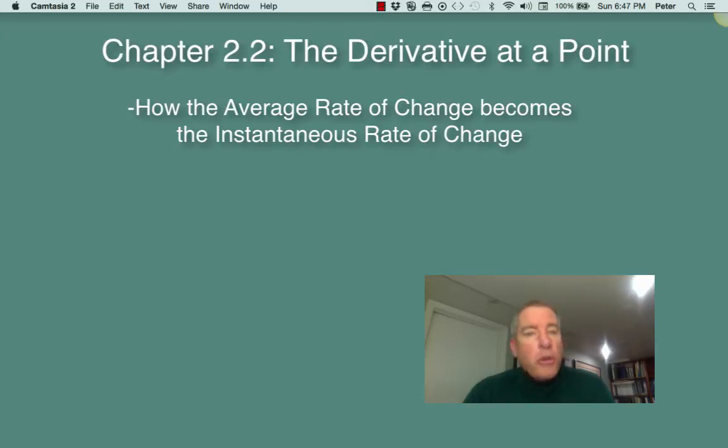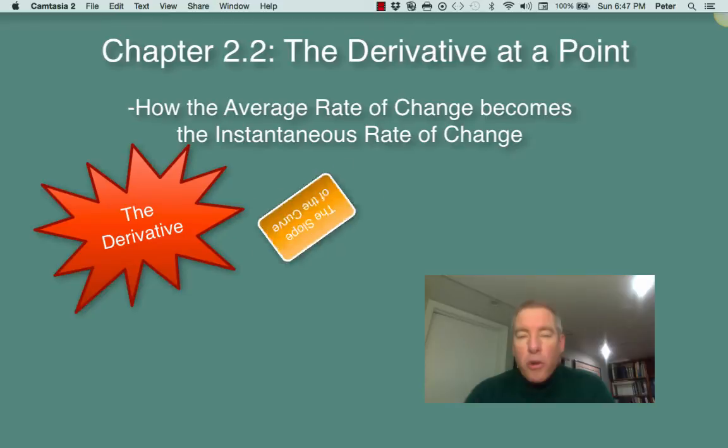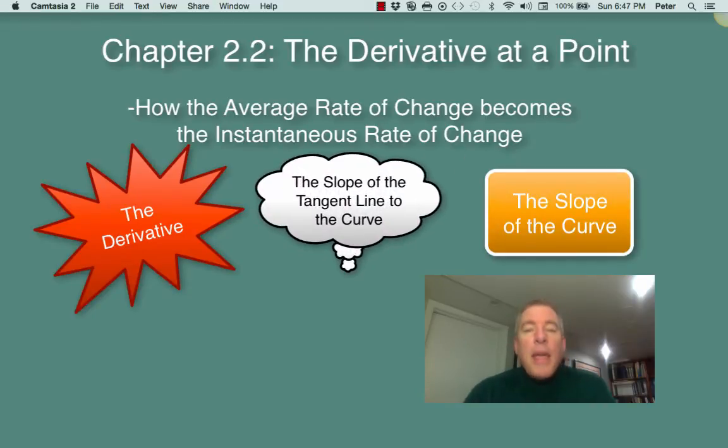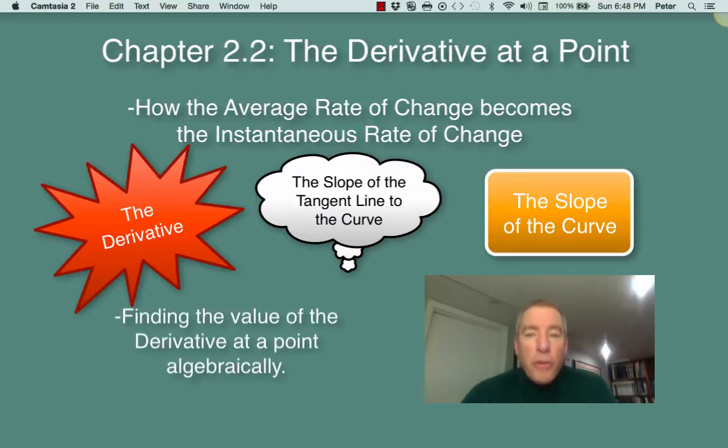And we'll see all the different names for the instantaneous rate of change: the derivative, the slope of the curve, the slope of the tangent line. I want you to become really conversant with that so that when I use one name for it, you're not confused. The last thing we'll do is take a look at how you find the derivative, as it's now going to be called, or this instantaneous rate of change, algebraically.